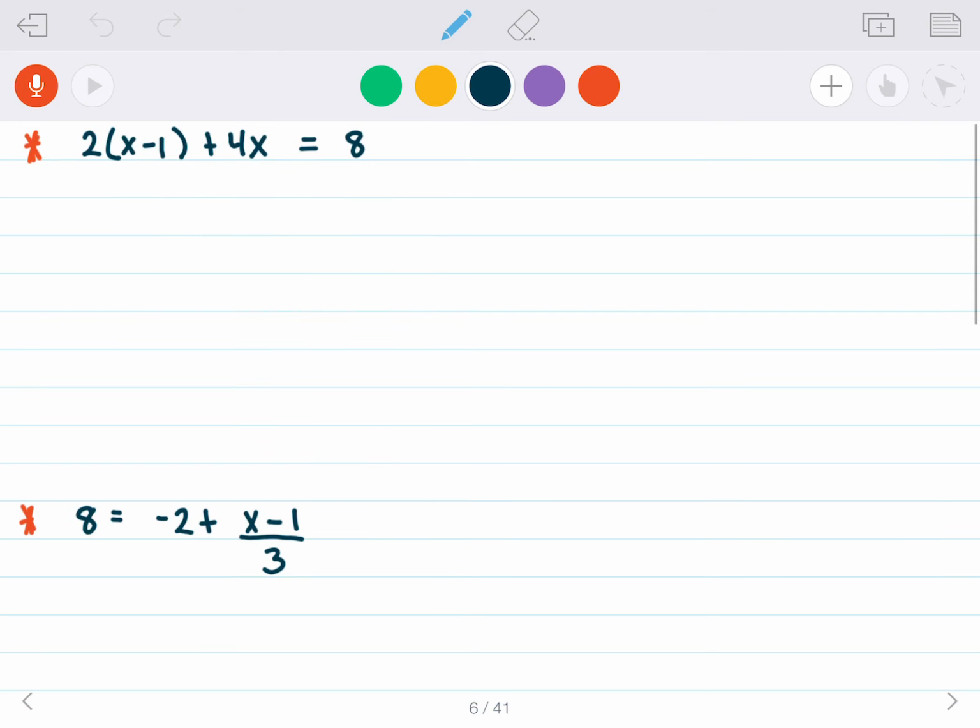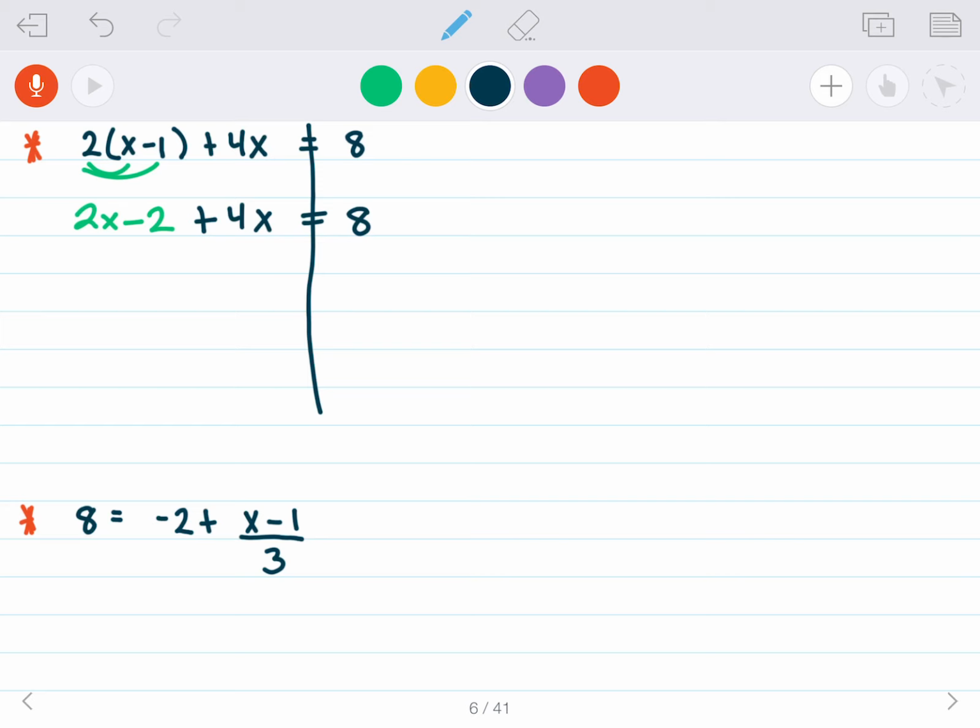All right, let's try some of these. Step 1, do I have parentheses to get rid of? Yes, I do. Right here. Use the distributive property. 2 times x is 2x. 2 times negative 1 is negative 2. Pull everything else down. Step 1 is complete.